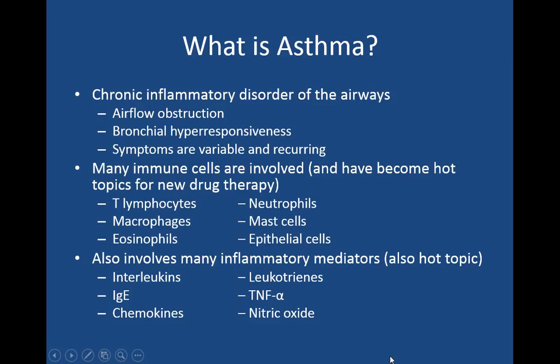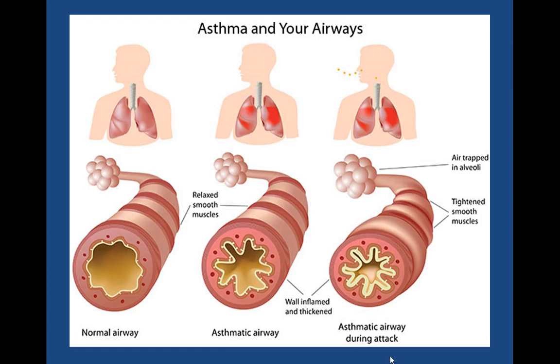And the cool thing is, all these immune cells and these inflammatory mediators have become really hot topics for new drugs in asthma. So probably in the next 15, 20 years, we're going to see lots of new drugs coming out that target these cells or mediators to help treat patients with asthma. We already have one that targets IgE that we're going to talk about today called Xolair, or omalizumab, and it's an antibody that targets IgE and actually prevents it from binding to cells and then releasing inflammatory mediators. Super expensive, but super effective for some patients.